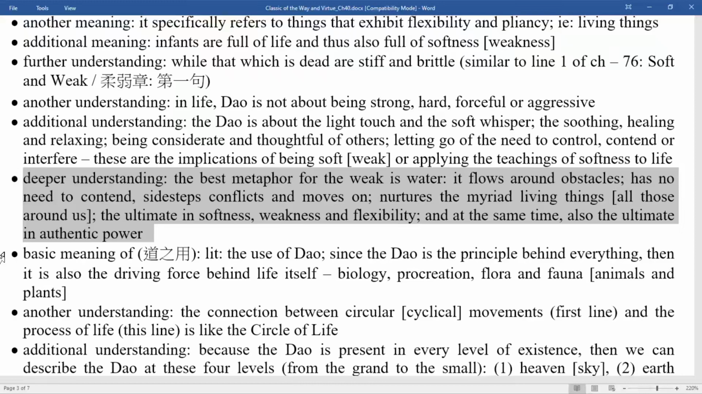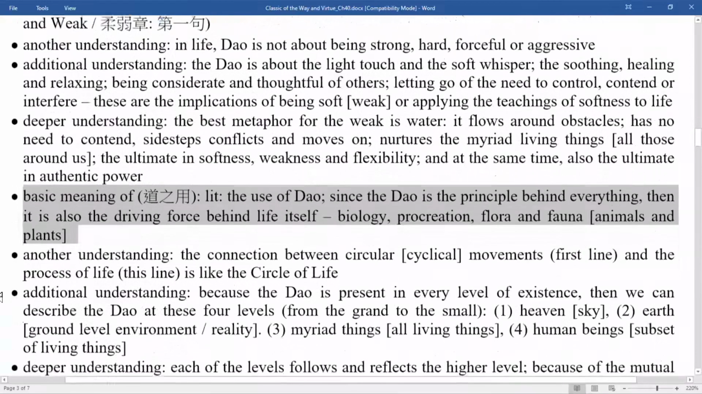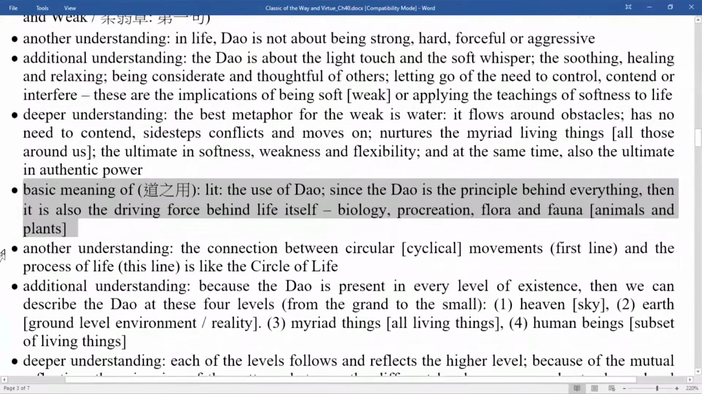All right, so the basic meaning of the Dao Ziyong literally means the use of Tao. But since the Tao is the principle behind everything, it's also the driving force behind life itself. In biology, procreation, flora and fauna, that's animals and plants. So it creates everything, right? Just like, I think in the last chapter, we talked about the myriad things, when the world attains oneness, it gives rise to the myriad things. That's the application or the manifestation of the Tao.